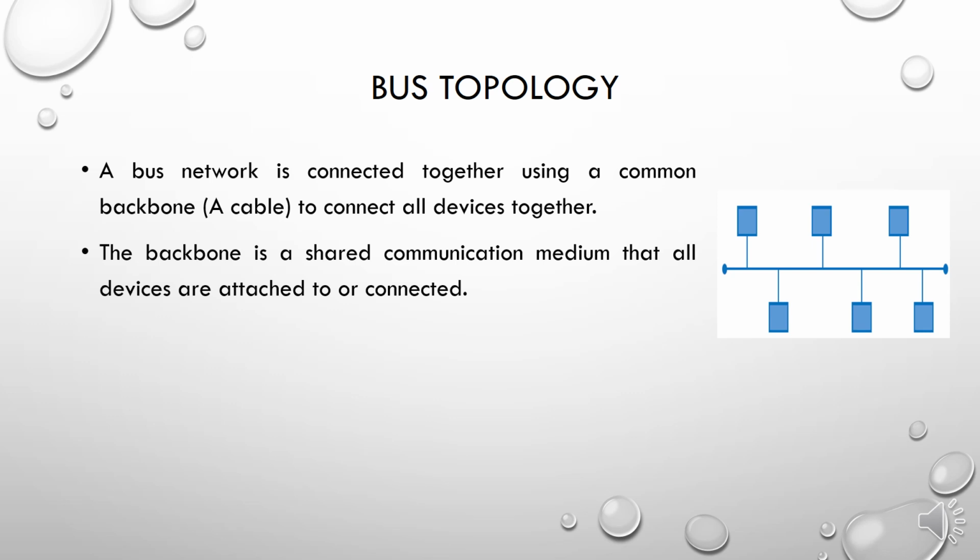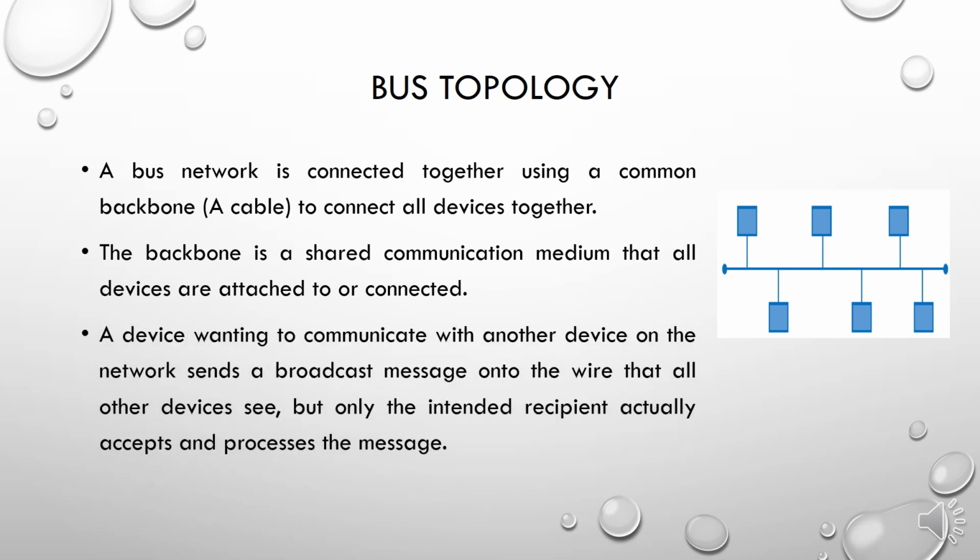So that is the concept of bus topology. A device wanting to communicate with another device on the network sends a broadcast message onto the wire, that is the backbone cable, that all other devices will see. All other devices will see the message, but only the intended recipient, the receiver, actually accepts and processes the message.